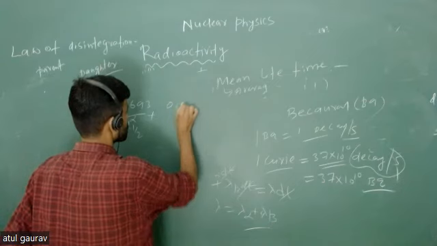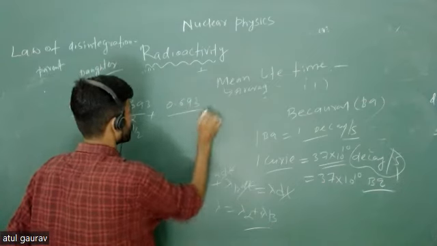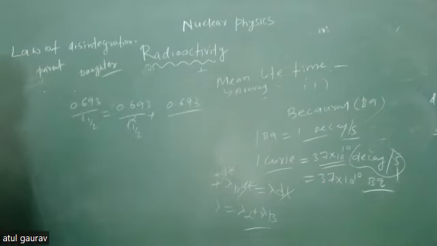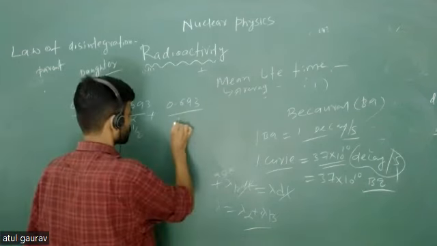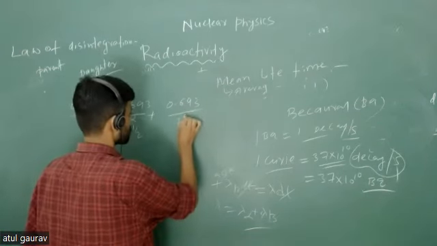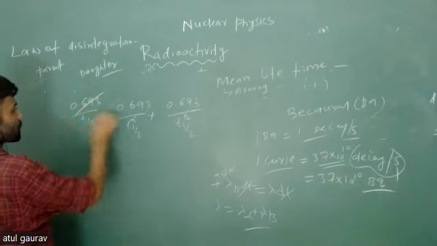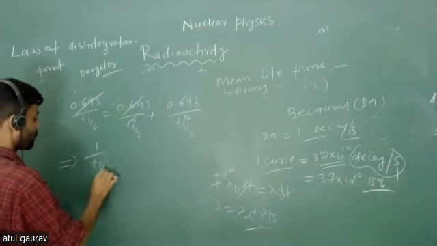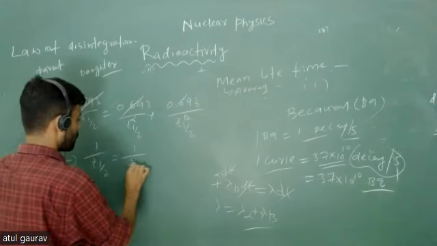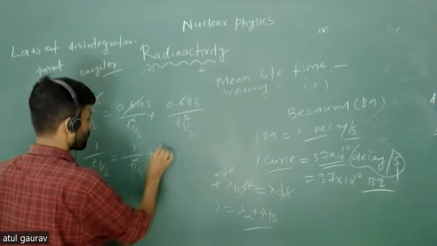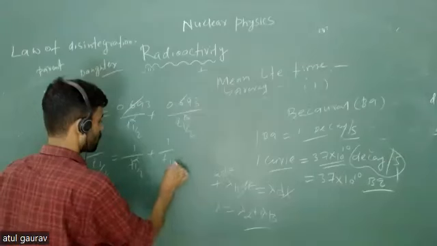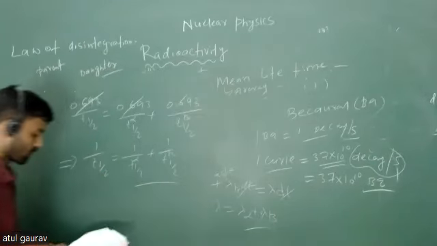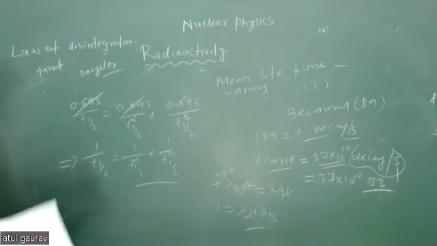अभी प्रॉब्लम करूंगा समझ में आएगा। और यहाँ से प्रॉब्लम आता है, रिसेंटली गेट में क्वेश्चन आया था, बहुत कम लोग कर पाए। ठीक है, तो इसको कैंसिल करो, सिंपली 1 by t half equals 1 by t half alpha plus 1 by t half beta. Okay. Now we'll do a few problems.